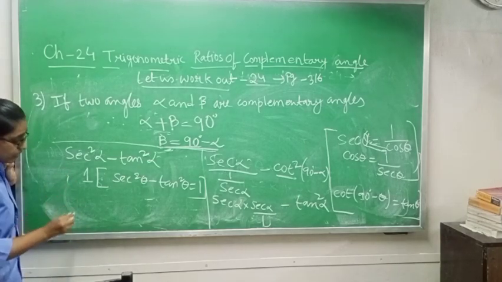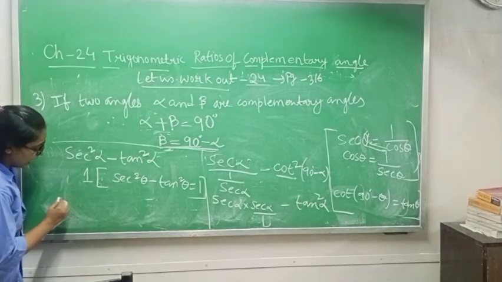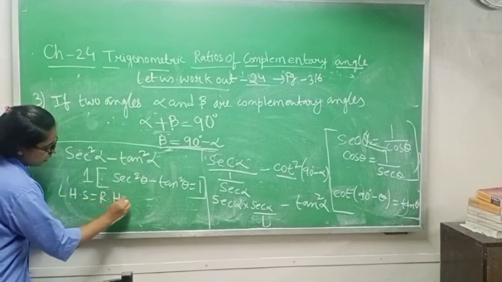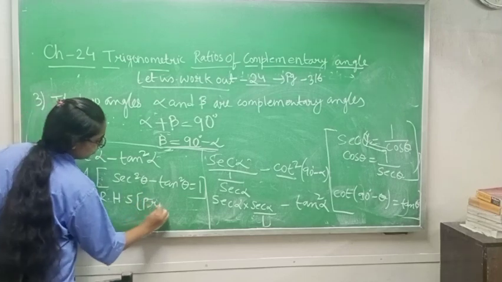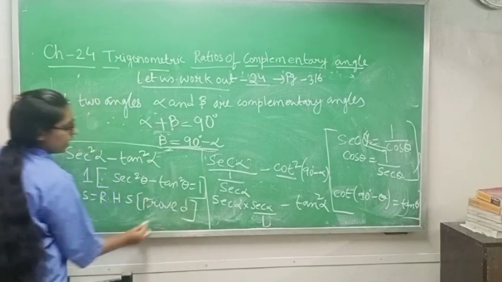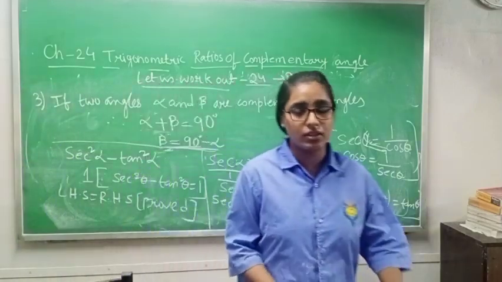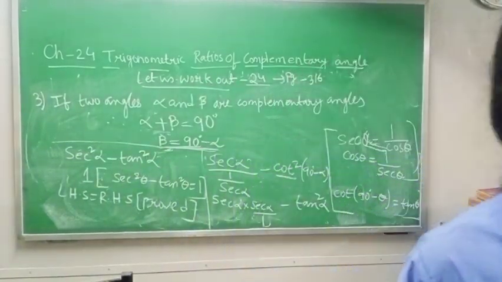In RHS you can see in your book it is given 1 only. So what do you write? LHS equals RHS, 2. Understood, class 10? Go through this chapter properly. It is new for you, so please go through it.